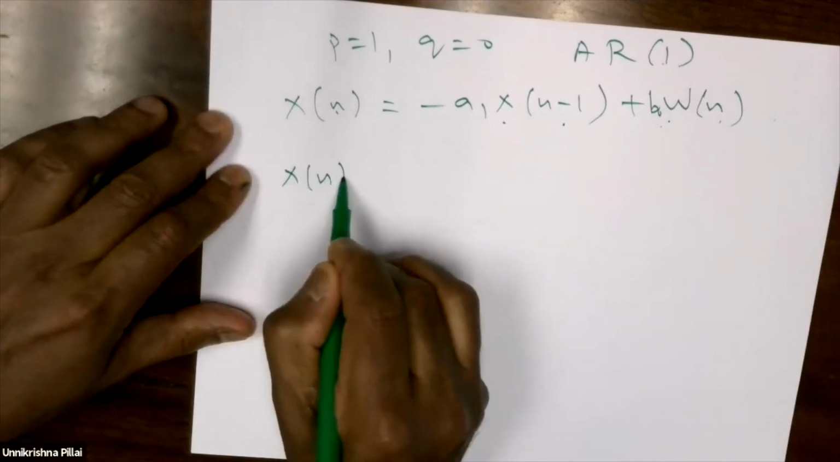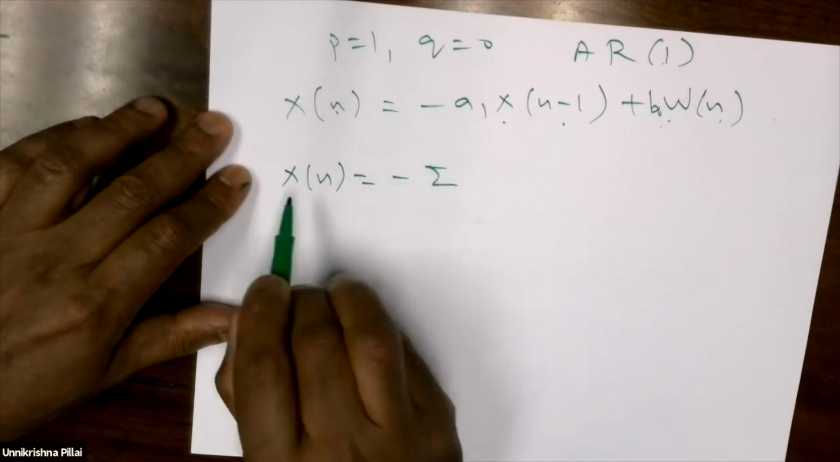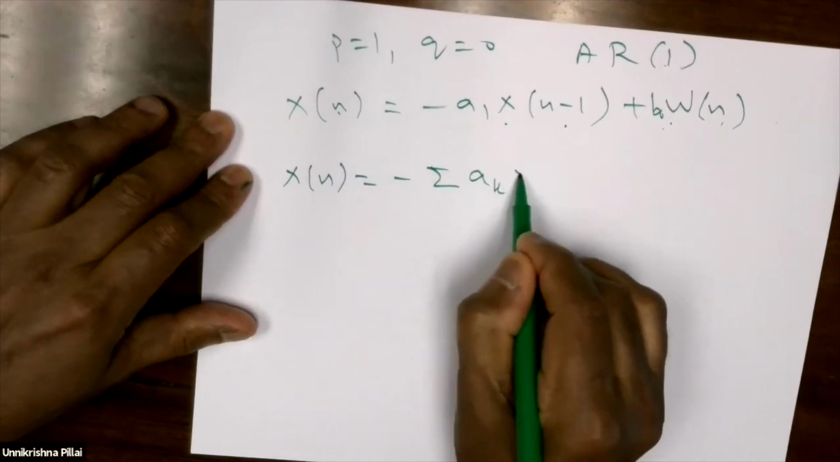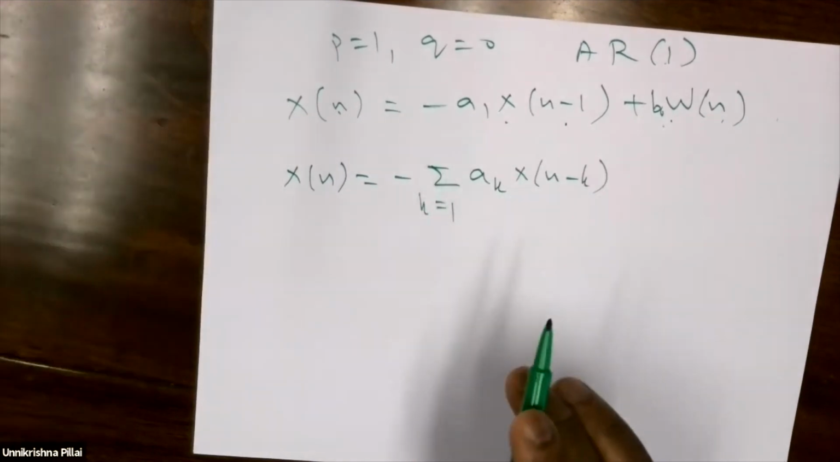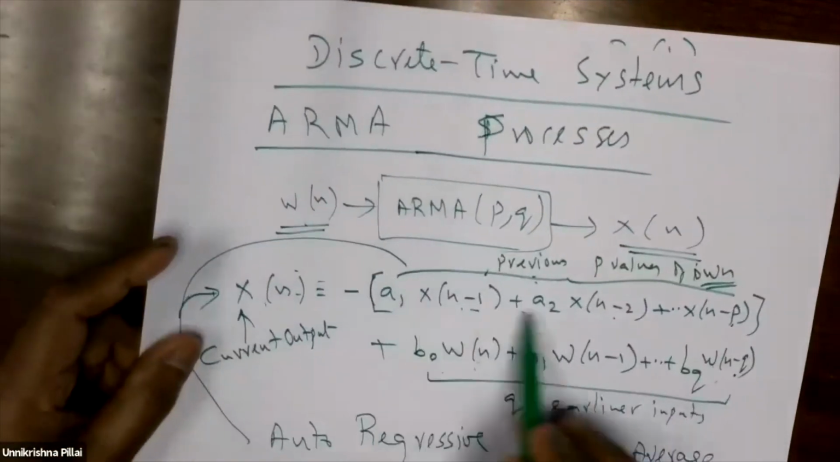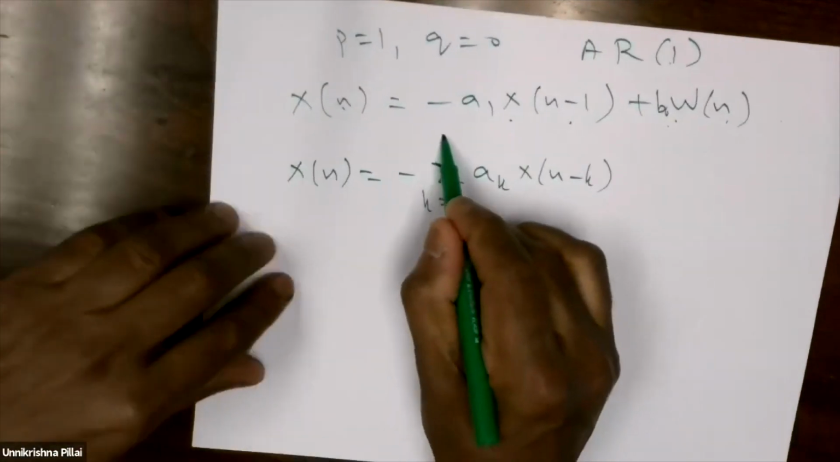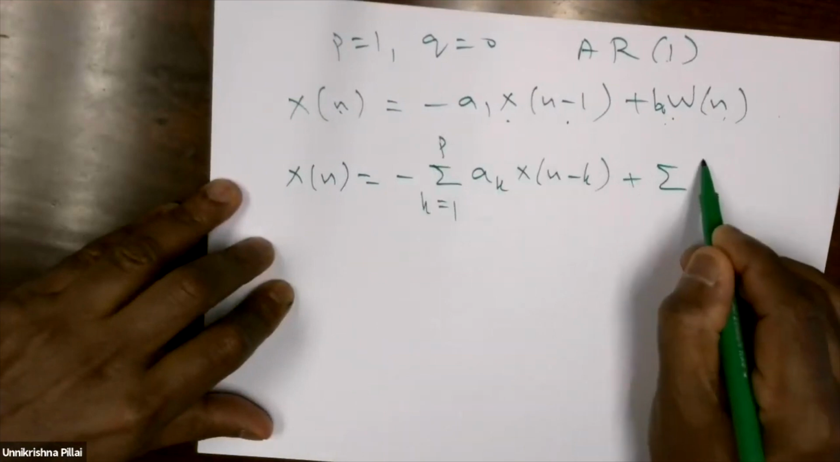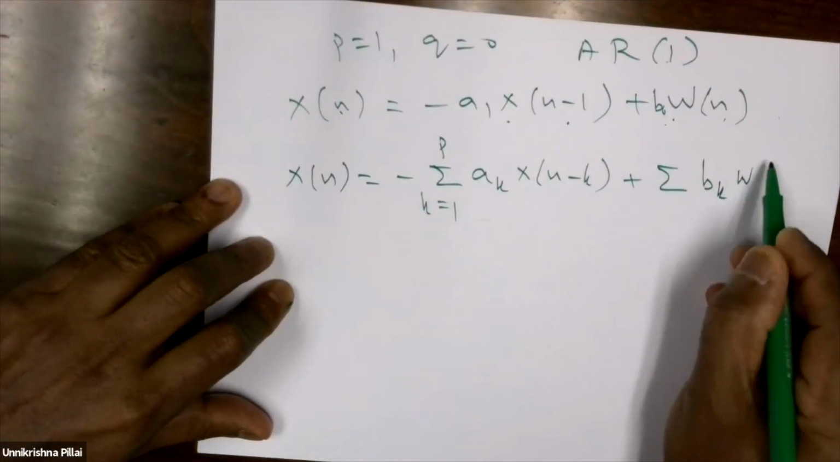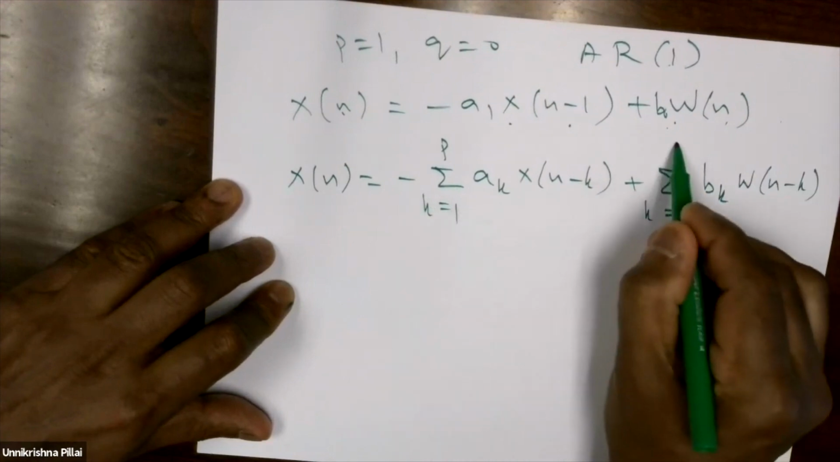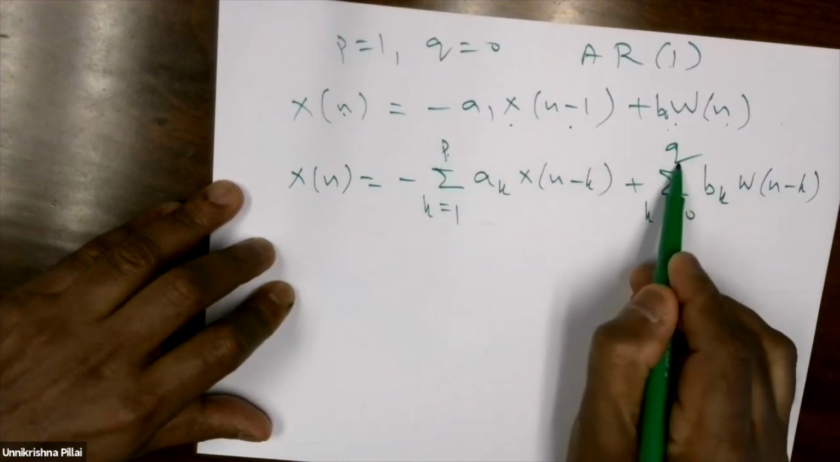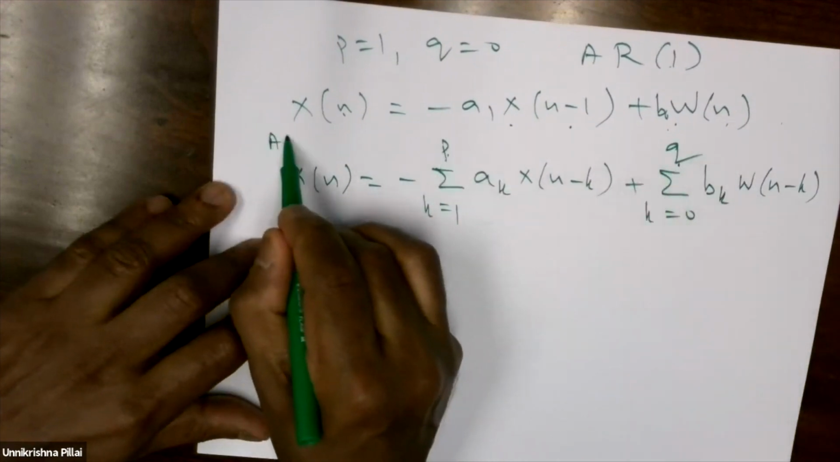So let me write it; it is a little easier. Why the minus sign, you will see; it just makes it easier. So k equals 1 to p, a_k x of n minus k, and I'm going to use a summation sign like this. And this one I can write as the sum of b_k w of n minus k, with k going from 0 to q. These are two different summations, one up to p, one up to q. This is an ARMA(p,q).